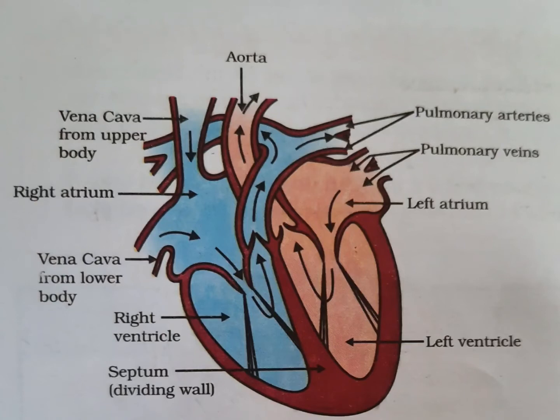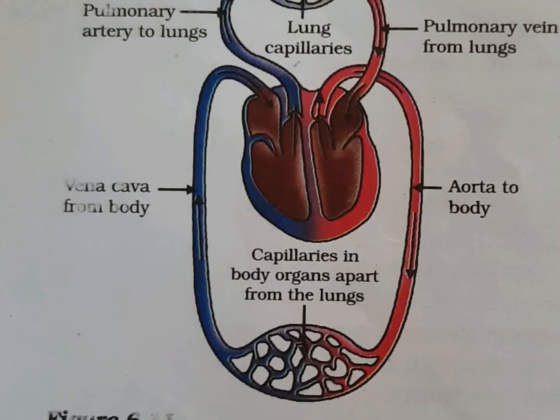Today, let me explain the transport system in human beings. This is a three-dimensional diagram of the human heart. The heart is an important organ in transportation in human beings, where you can see four chambers. So, human beings have a four-chambered heart, and the circulation takes place like this.